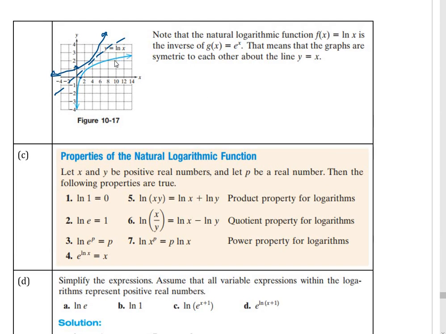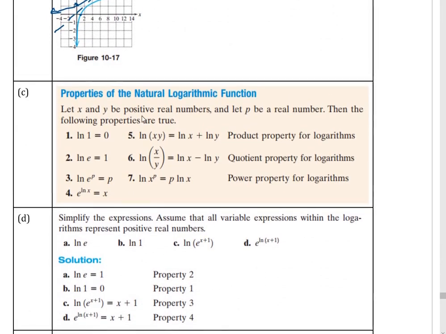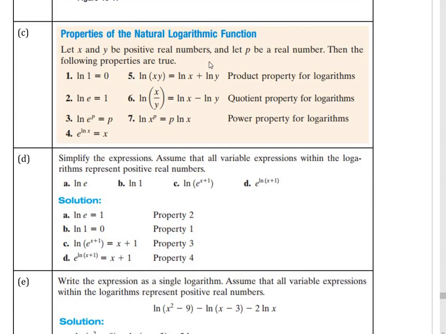When we see ln, just understand that it is a log, and therefore it will obey all the rules for logs. We have looked at the properties for logarithms, and the properties for the ln are exactly the same. The ln of 1 will be 0. Remember that the ln of e will be 1, because the base is now e, and e to the 1 will be e.